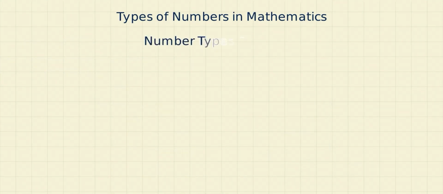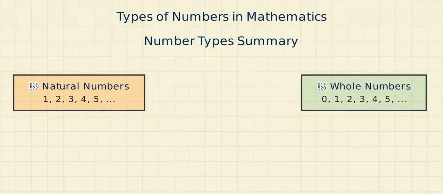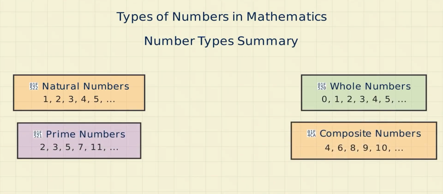Let's summarize the different types of numbers we've explored. Natural numbers are used for counting. Whole numbers include 0 plus all natural numbers. Prime numbers have exactly 2 factors, while composite numbers have more than 2 factors.